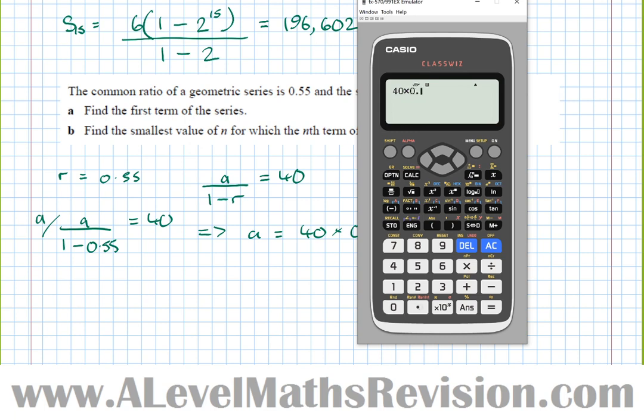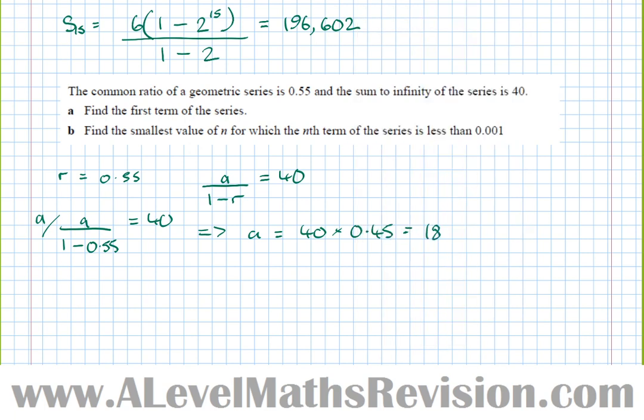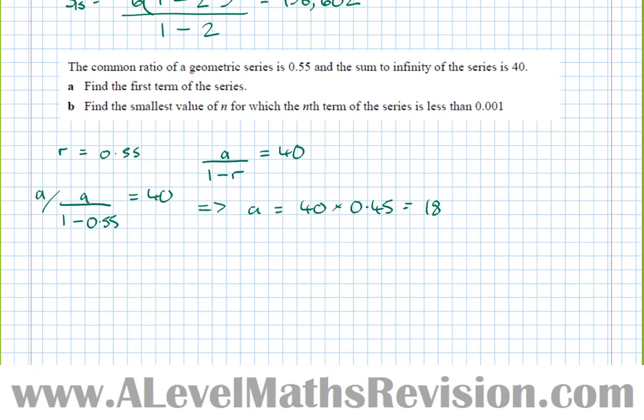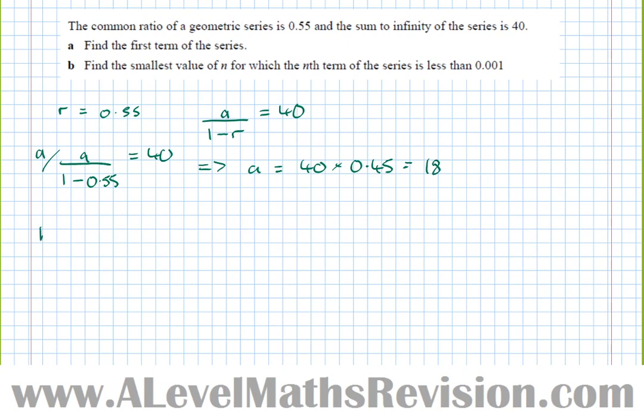Times 0.45 equals 18. So the sum of the first term is 18. Part B, a bit more difficult. Find the smallest value of n for which the nth term of the series, ar to the n minus 1, is less than 0.001. Stop reading and write the formula for the nth term.